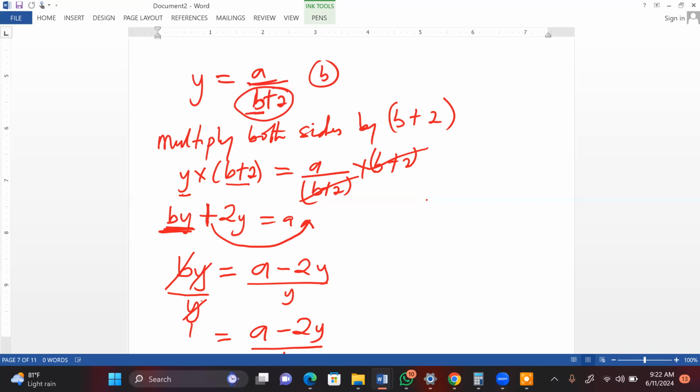So that means y times B plus 2, then A over B plus 2 times B plus 2. So that is how the B plus 2 will cross out. When you cross out the B plus 2 on the right hand side, you have A left there. Then we can open the bracket on the left hand side with y, that is, y times b, which is by, y times 2, which is 2y, equals to a. So we can now see that this is a linear equation.